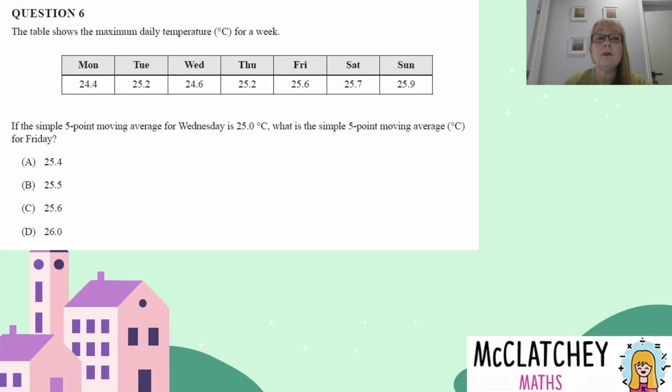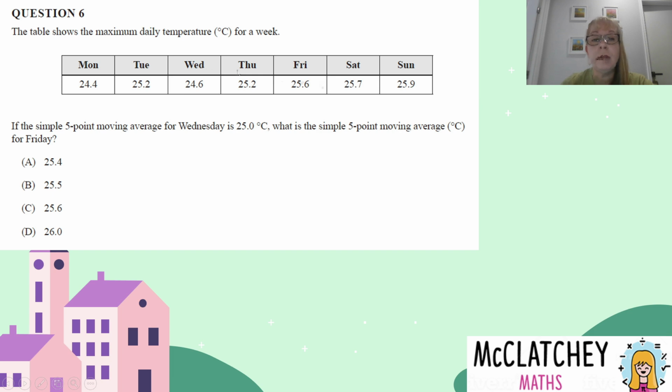Question 6. The table shows the maximum daily temperature in degrees Celsius for a week. And we've got Monday through to Sunday, and we've got some temperatures here. If the simple 5-point moving average for Wednesday is 25 degrees, what is the simple 5-point moving average for Friday? Now, if I didn't know what a 5-point moving average was, I'd be a bit worried because I should know by the time of my external exams. But they've given me the clue that Wednesday is it.